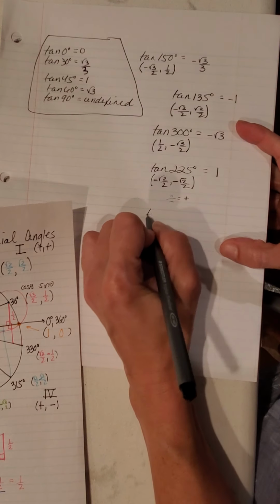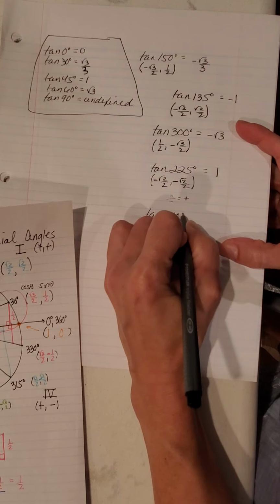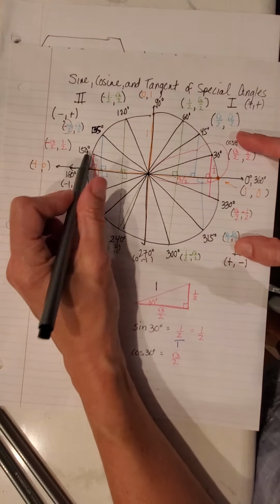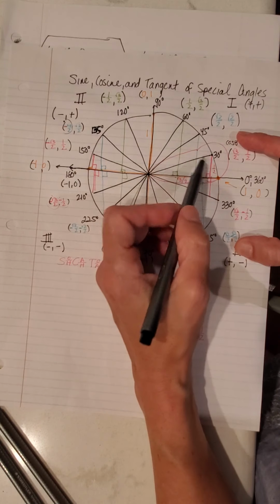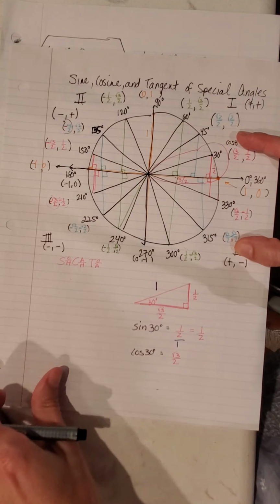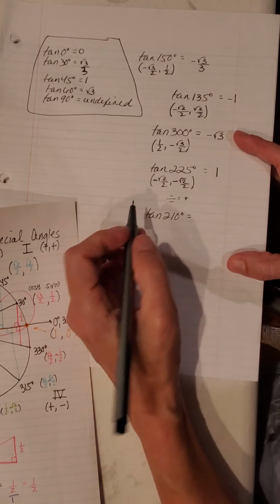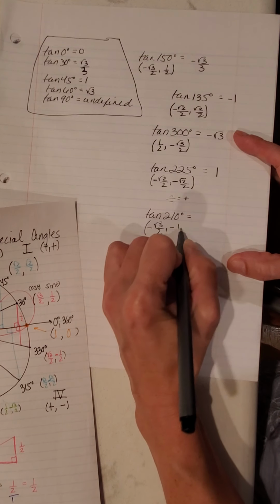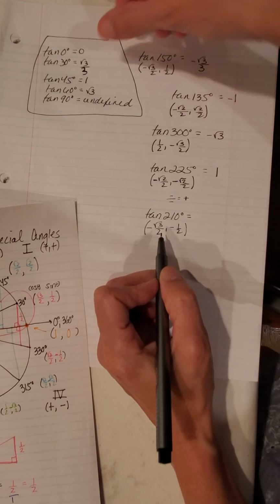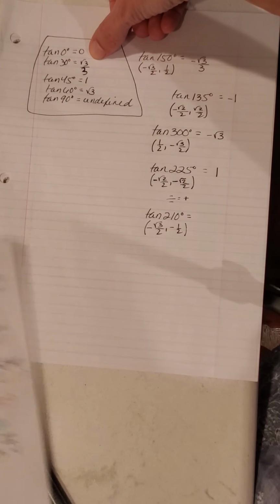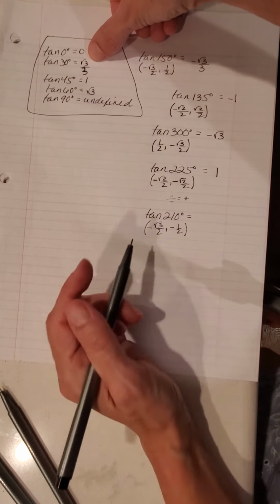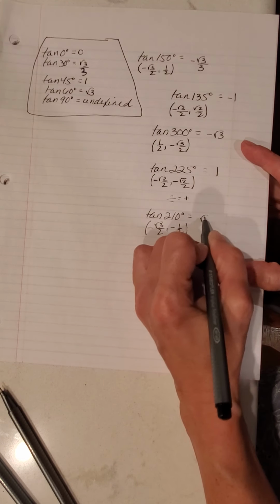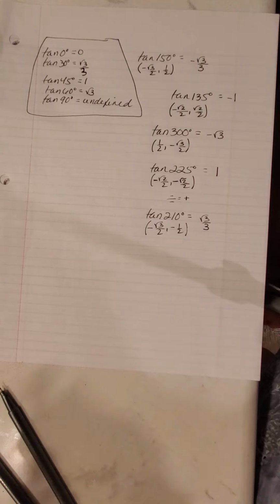I can also find that, let's say, for 210 degrees. That's also in the third quadrant. I know that 210 is the same triangle as 150, which means it's the same triangle as 30, except that our values are both negative. Because they're both negative, I have a negative divided by a negative again. So it's actually exactly the same.